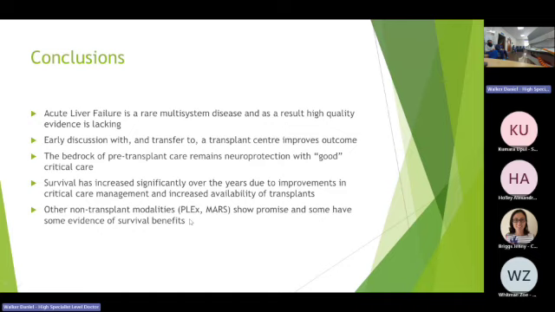So in conclusion, it's rare, which is why we haven't got very much high quality evidence. Take home messages are early discussion with the transplant centre and neuroprotection, good critical care, multi-organ support. That's been increasing survival, and there is promise from other non-transplant modalities, most of which don't have any evidence, but MARS and PLEX do at least have a bit of evidence. Okay. Any questions?